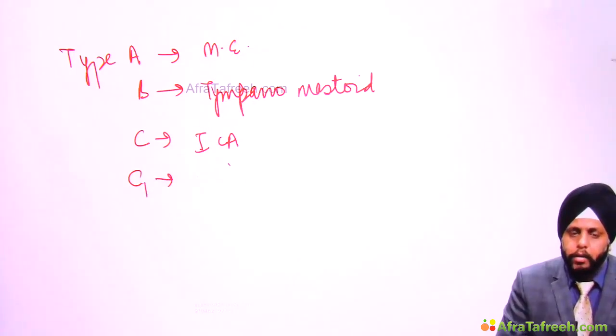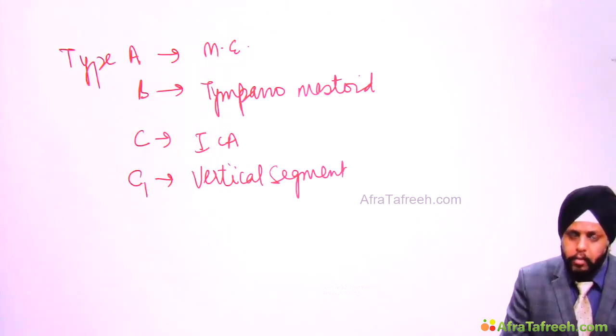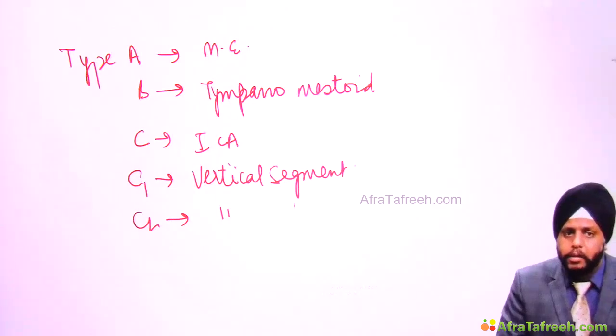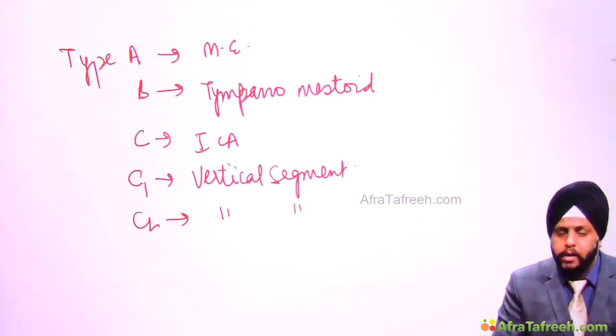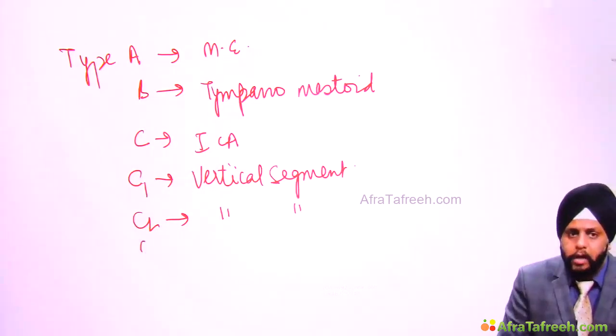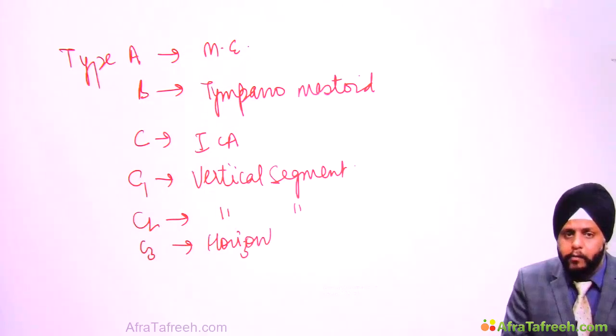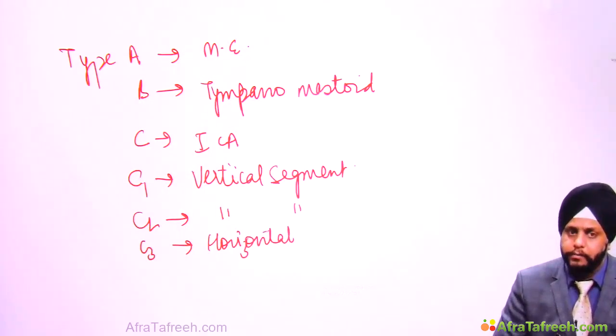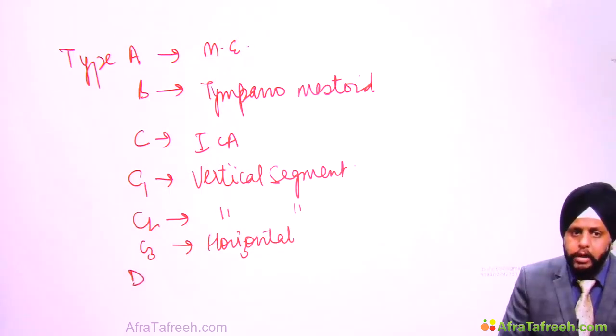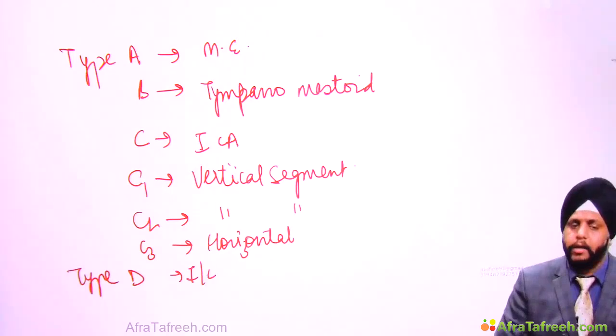C1. Now, what is C1? Limited involvement of the vertical segment of the ICA. C2 is, again, a large vertical segment involved. That will be C2. And what is C3? C3 is the horizontal segment of the ICA involved. And then I told you type D is intracranial spread, intracranial involvement.